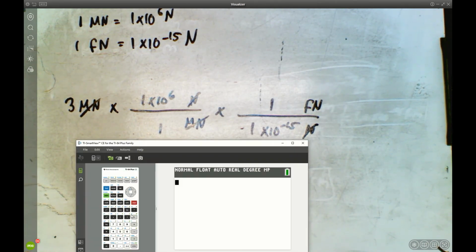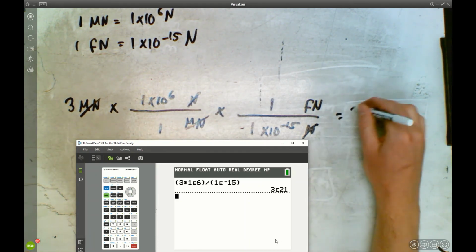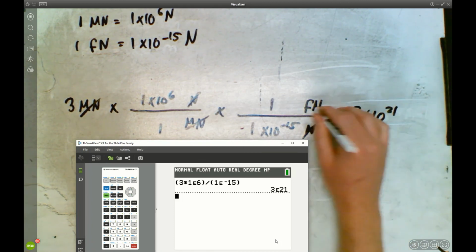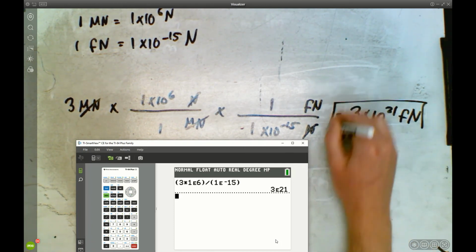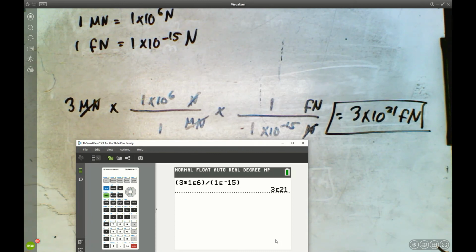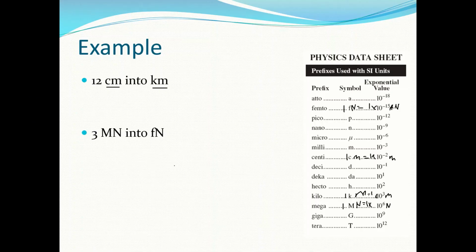What I'm going to type in is 3 times 1E6. So that's everything on top. I'll leave out those 1s. Divided by, I'll leave out this 1, 1 times 10 to the negative 15. So we end up getting 3 times 10 to the 21. We only have 1 sig dig. So 3 times 10 to the 21. Our units left over are femtonewtons, and that's our final answer. Okay, so that's how you convert multiple units.